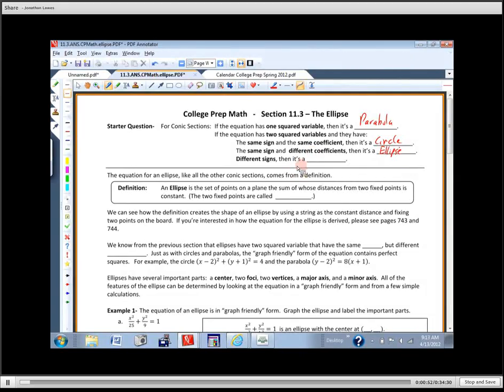And if they just have different signs, doesn't matter what the coefficients are, if they have different signs, then it's a hyperbola. Okay? So this section is on ellipses.